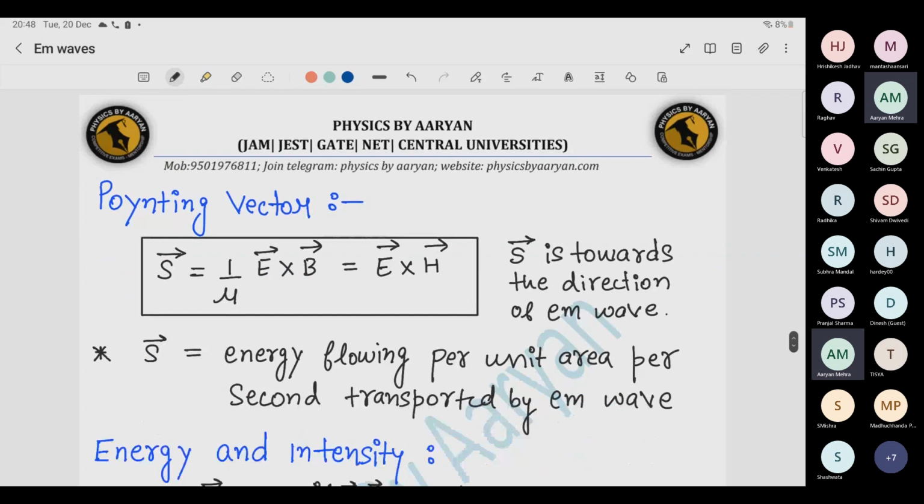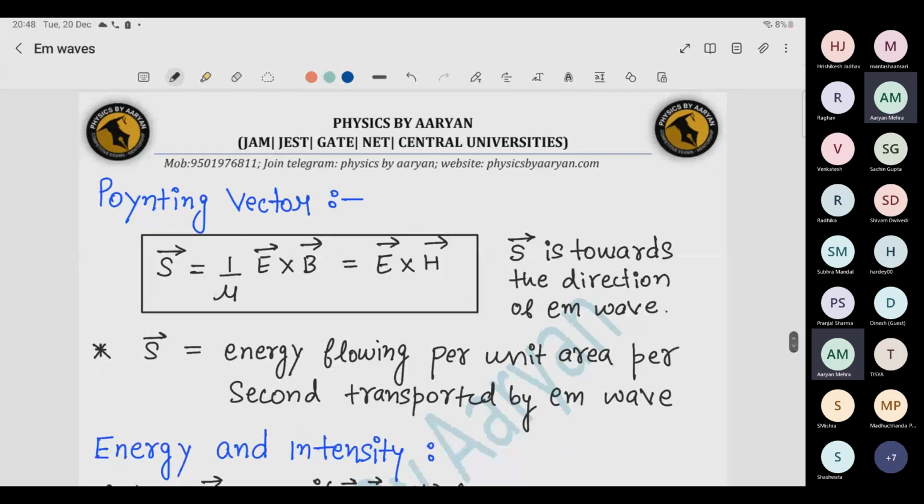So number one thing is the Poynting vector. This is a very crucial thing, and I am just giving you what the Poynting vector is, but I strongly recommend you all to see the Griffiths book and see how the Poynting vector comes. I will just give you the definition and what it represents, but you should know how it comes into this picture. Why it is E cross B divided by mu, or it is E cross H.